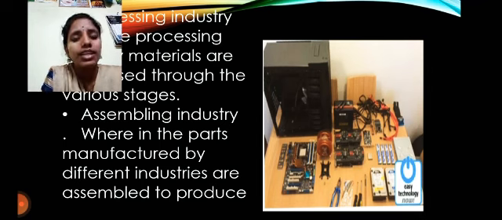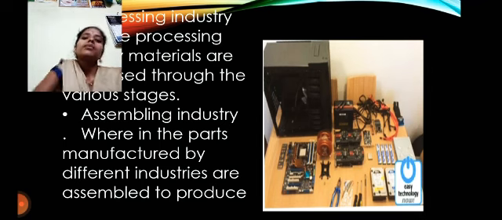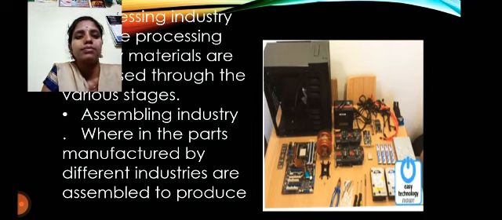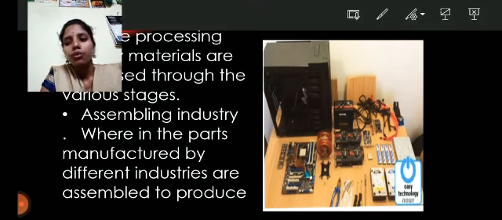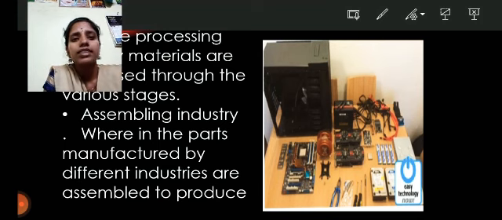And the next one, the fourth one, assembling industry. Here, parts manufactured by different industries are assembled to produce a new and useful product. For example, computers and watches, etc.